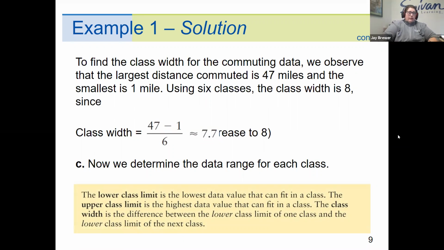The lower class limit is the lowest data value that can fit in the class. So in my example where I said 12 to 16-year-olds, 12 is the lower class limit and 16 is the upper class limit. The upper class limit is the highest data value that can fit in that class. The class width is the difference between the lower limit of one class and the lower limit of the next class. Sorry, I misspoke there.